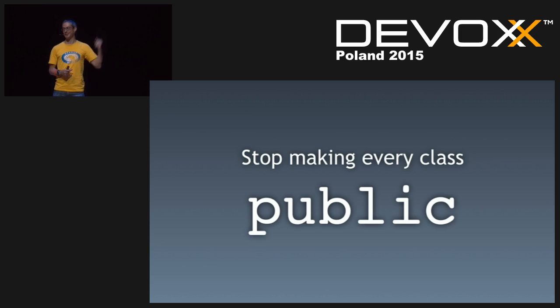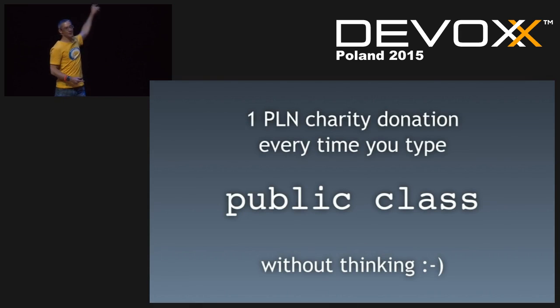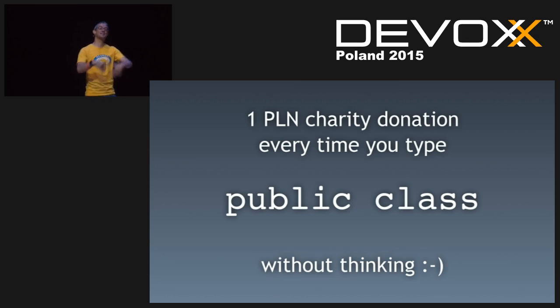This is really hard to do because lots of the tooling forces us to create public things by default. And also, it's muscle memory. How many times have you created a class in Eclipse or IntelliJ and it's public, or you've just unconsciously felt yourself typing public class? I have a challenge for you. And my challenge is very, very simple. Every time you type public class without thinking, 1 zloty goes to charity. This will stop you, or at least slow you down a little bit.